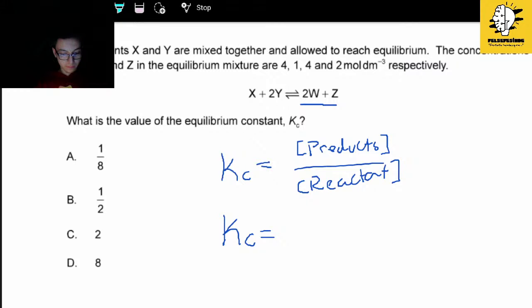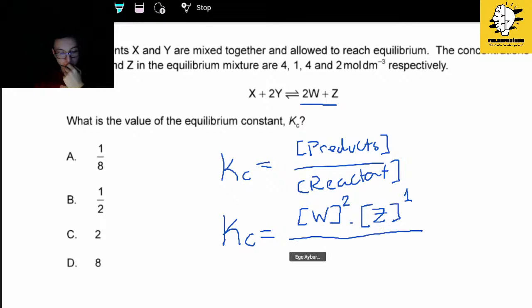So we are going to write it this way. Times Z. Z has a coefficient of 1, so it is 1. We don't need to write 1 here, but I want to show it. For Y, it has a coefficient of 2, so we write the 2. And times X. And let me write 1, just to make it clear.